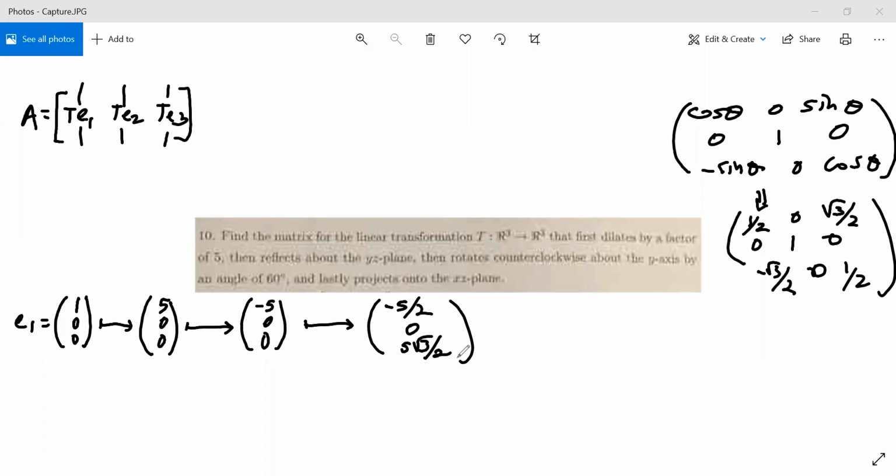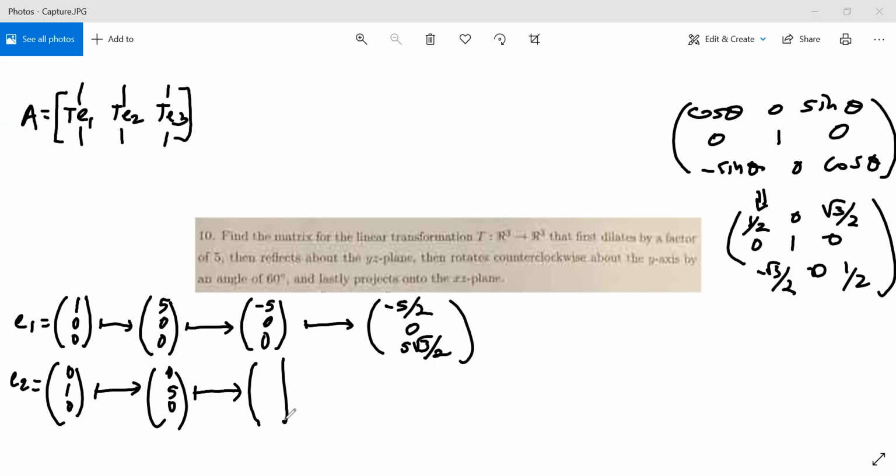And then you do the same thing with e2. So e2 is (0, 1, 0). You dilate it by a factor of 5, that's (0, 5, 0), and then you reflect it about the YZ plane. That means keep y and z the same, change the sign of x, which is still 0. So this is still the same thing. And then over here, we multiply this vector by this matrix, so basically that's going to be 0 right here, 5 right here, and 0 for this one. So this will be that.